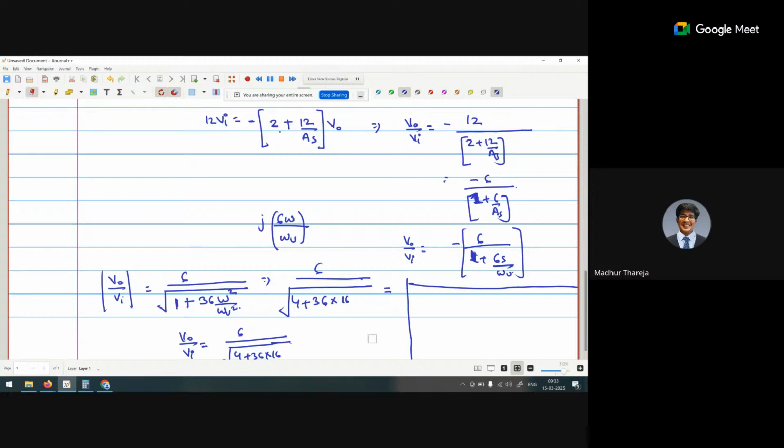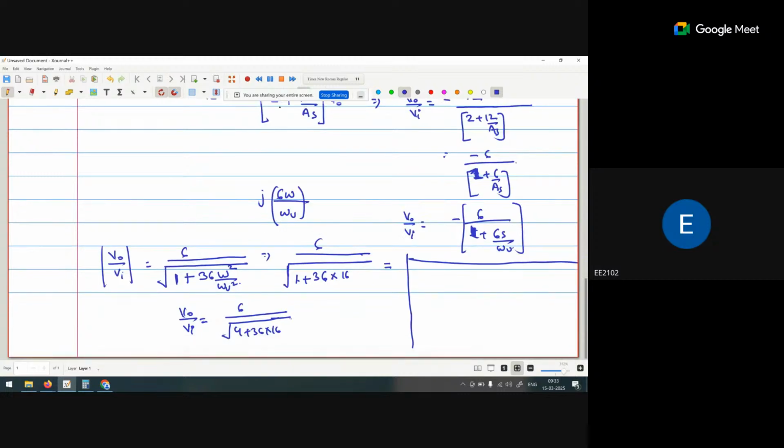One. One. Okay, can we neglect the 1 also? So it becomes 36 into 60. Okay, so it becomes 6 upon 6 into 4. Okay. Now, what is the DC gain?